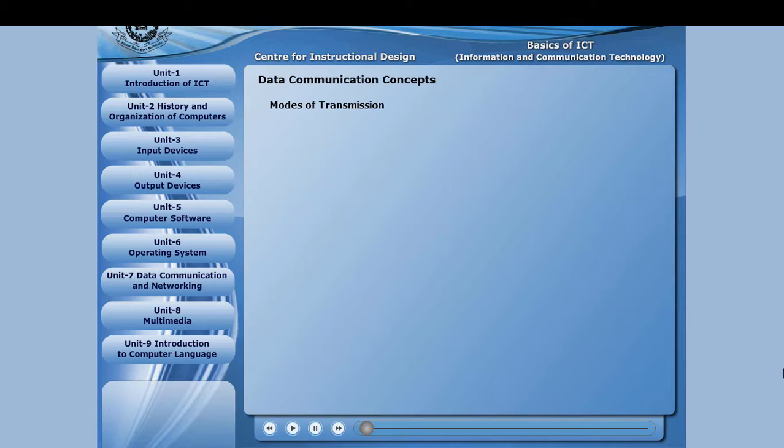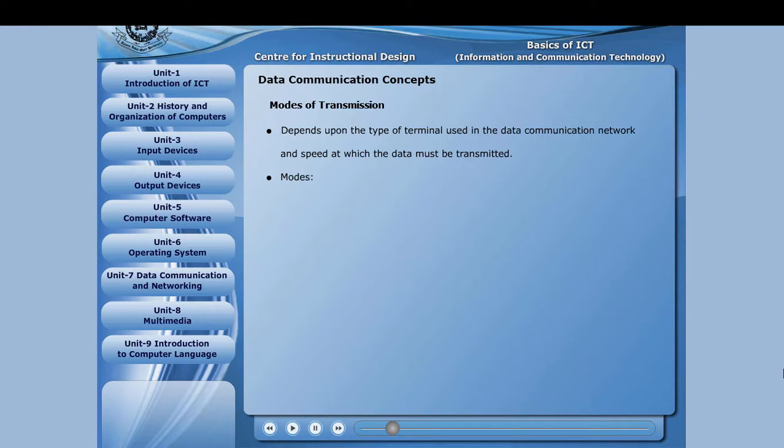Modes of transmission. The mode of transmission depends upon the type of terminal used in the data communication network and speed at which the data must be transmitted. There are three modes of transmission: simplex transmission, half-duplex transmission, and full duplex transmission.